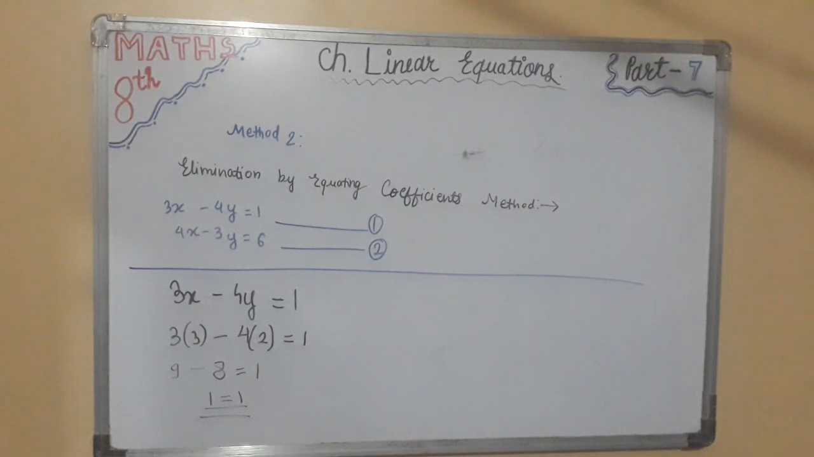So our answer is equal, which means in the cross checking method the LHS and RHS should always be equal. So both sides are equal, and yes, our answer is correct. Our value of y is 2 and x is 3. I hope you have understood this method and how to cross check it.